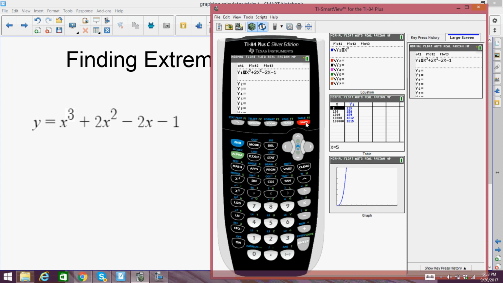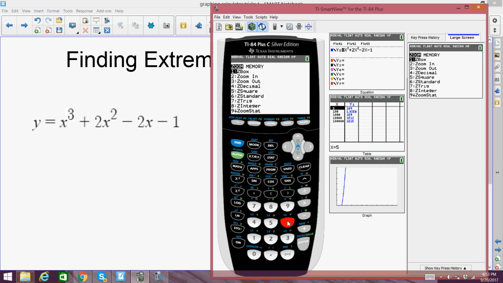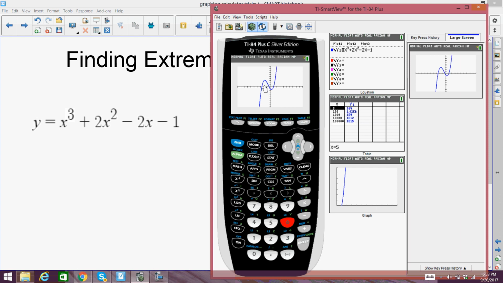So I'm going to hit graph and see if the window is appropriate. No, it looks like my window is just graphing the first quadrant. So I'm going to go to Zoom 6. Zoom 6 is the standard window, that's -10 to 10 in both directions. That's a good place to go to orient yourself and see what the graph looks like. And lo and behold, everything appears on the screen here.